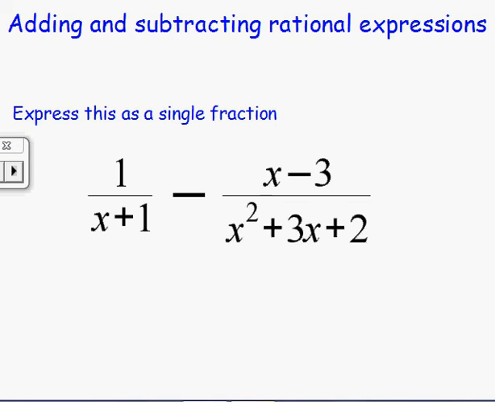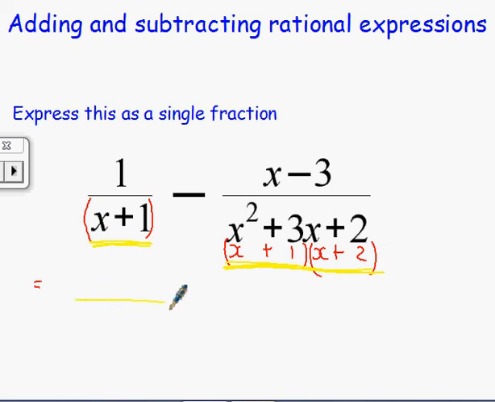Okay, adding and subtracting needs a common denominator. So the first thing I'm going to do here is consider what my common denominator might be. If I factorise, if I think about that as one factor, and I think what this would break up into, I can see that I already have a common term. So my common denominator is going to be all of this.